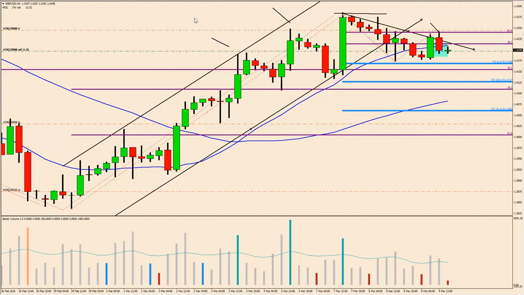I want to post the update on the GBP USD since I established two selling positions near the 1.4200 level. I established selling positions because my trend channel is finally broken here. I tried some buying positions yesterday and closed them at a small loss.